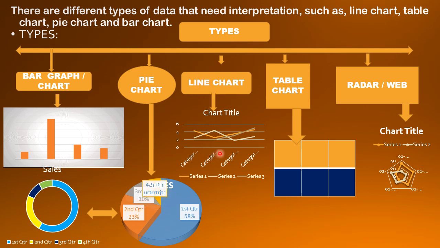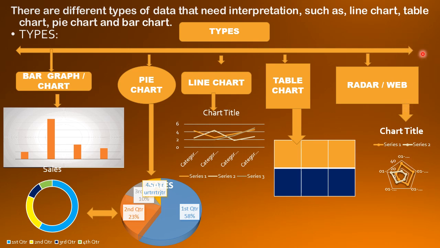Line chart. Here you can see the line chart example. Then tabular form or table. Using the tables, you can make a chart and make a data interpretation, so table chart format is also available. Then radar or web chart. Here you can find the example of a radar or web form, which looks like a spider web. And the last one is case form.